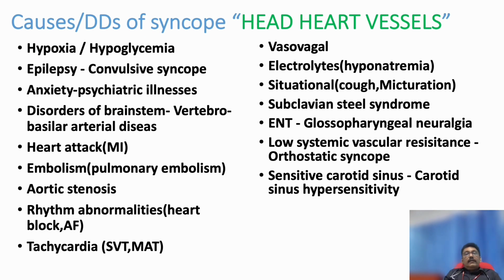And there are a lot of differential diagnoses we have discussed. You can remember it with a mnemonic: head, heart, vessels, hypoxemia, epilepsy, anxiety, brainstem disorders, heat stroke, embolism, aortic stenosis, rhythm abnormalities, tachycardia, vasovagal syncope, electrolytes, especially hyponatremia, situational syncope, subclavian steal syndrome, ENT syndromes, low systemic vascular resistance syndromes, sensitivity, carotid sinus hypersensitivity. So these are the causes you can remember like this.